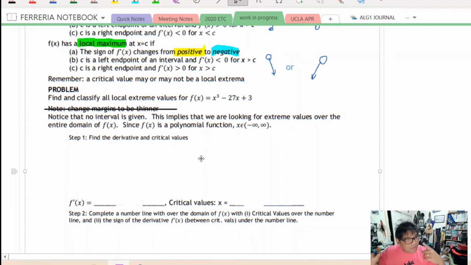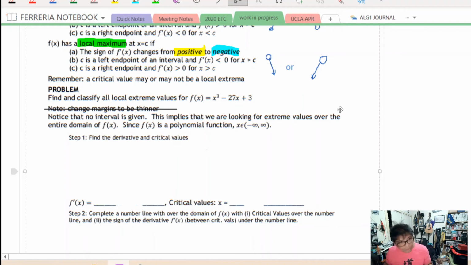Notice that there's no interval here. So this is going to imply that we're looking for an extreme value over the entire domain of x. f of x happens to be a polynomial function, and we can say a heck of a lot more. It's a positive cubic function, a positive odd function. So we know it's going to have one local maximum and one local minimum, or none at all.